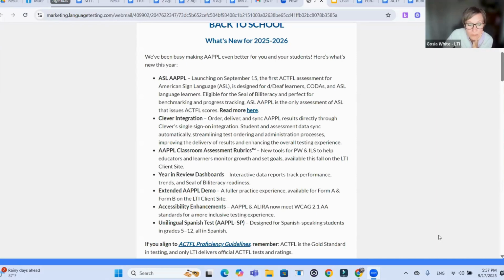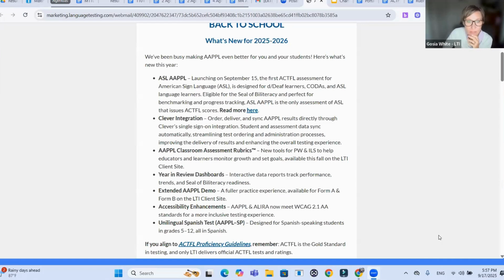We have some great new releases. Just this Monday, we launched the American Sign Language for the Apple. So, the first ever actual assessment for American Sign Language, which is really exciting. Actually, someone from the Ohio Department of Ed reached out today and asked some questions, adding that to the website for the Seal of Literacy.